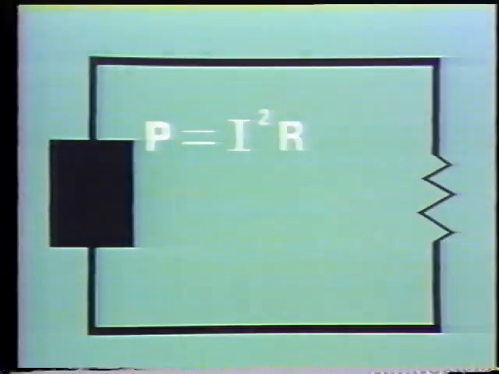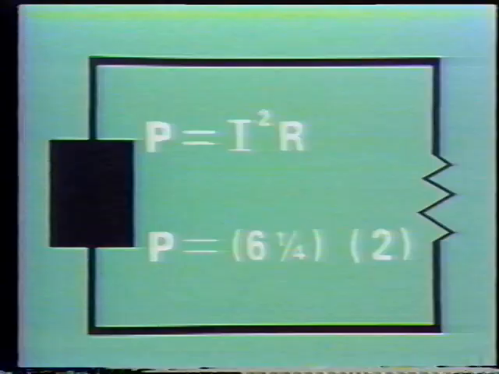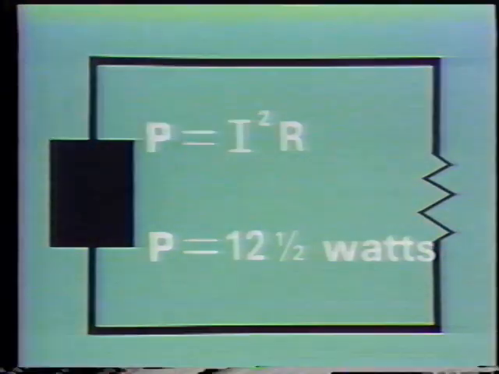If we use the second formula, P equals I squared R, we get the same answer. 2 1/2 squared, or 2 1/2 times 2 1/2, is 6 1/4. And 6 1/4 times 2, again, gives us 12 1/2 watts of power.